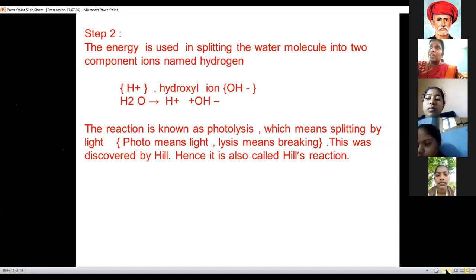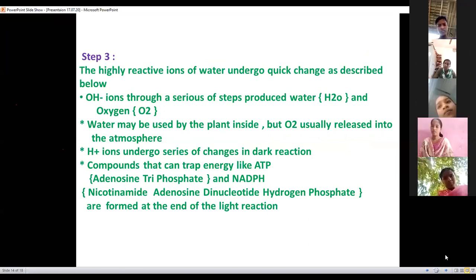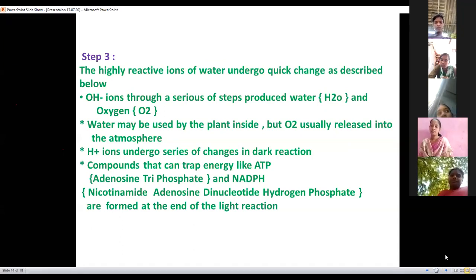Next, the third step. The highly reactive ions of water undergo quick changes as described below. Hydroxyl ions, through a series of steps, produce water and oxygen. Water may be used by the plant inside, but oxygen is usually released into the atmosphere, to the outside.